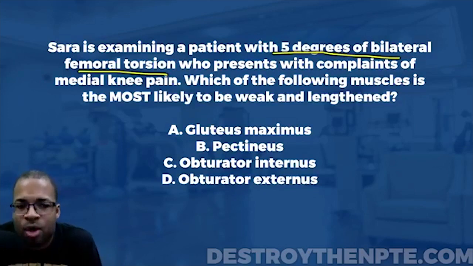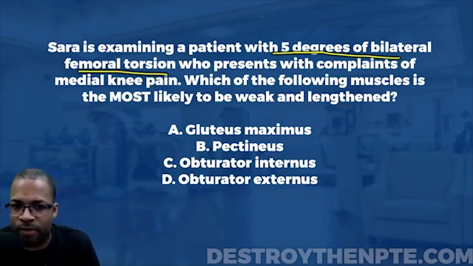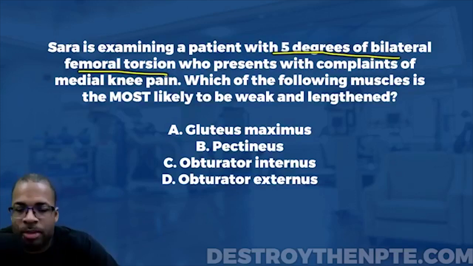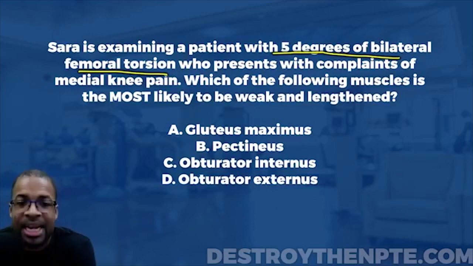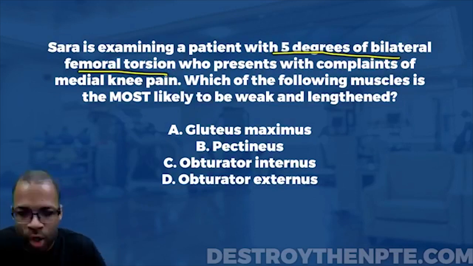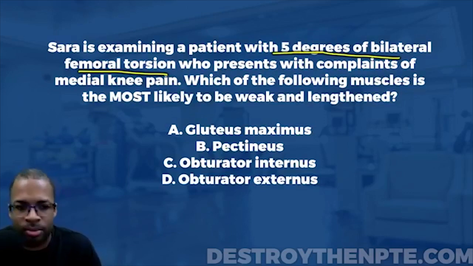All right, and you have to know that for this question because it says Sara is examining a patient with 5 degrees of bilateral femoral torsion. That just gave you gold because now you know that this patient is retroverted. Their hips are retroverted. But what does that mean to you from a clinical presentation? Well, the hips are going to be more externally rotated. This patient's going to present with excessive external rotation and limited internal rotation. They're also going to walk with an out-toeing posturing. Those are the children or young adults that can present like that.